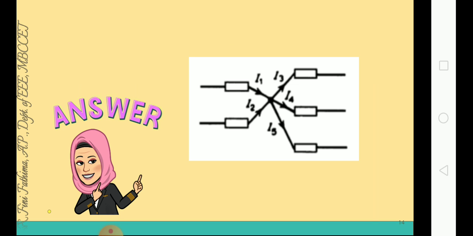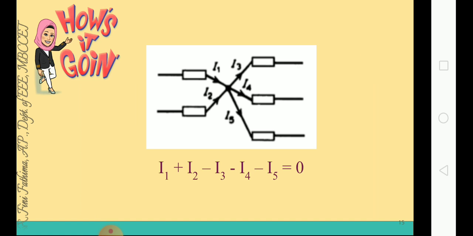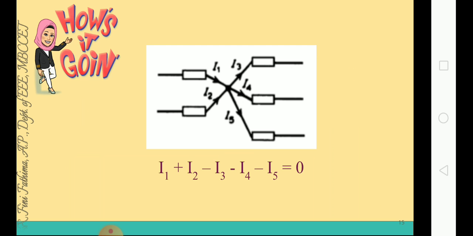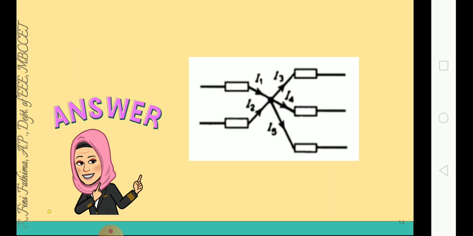This is the example for Kirchhoff's current law. In the diagram, you can see we have different currents, that is I1, I2, I3, I4, and I5. So the junction consists of 5 elements which are connected together, and we have 5 currents. Now we have to apply Kirchhoff's current law to this particular junction.